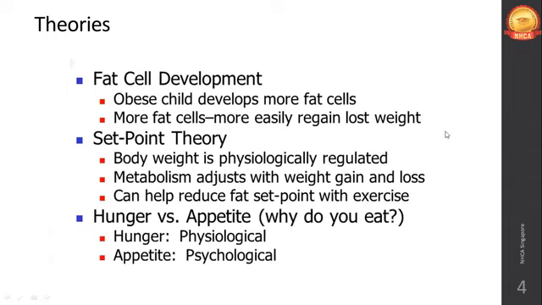Then we have another theory, that is hunger versus appetite. This theory is not mentioned in the textbook, but still we'll explain it. What do you eat and how do you eat? That is what it means. Hunger is physiological. Your hypothalamus controls your hunger. The hypothalamus will signal you, you are hungry, go and have food. When you're having food, the hypothalamus will signal you, now you're no more hungry, you're satiated, stop eating. So that is hunger.